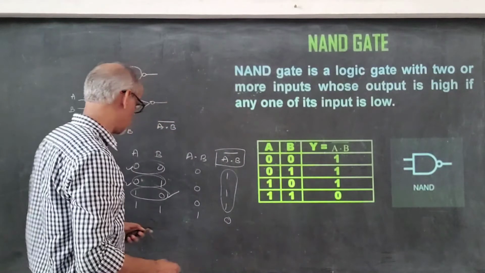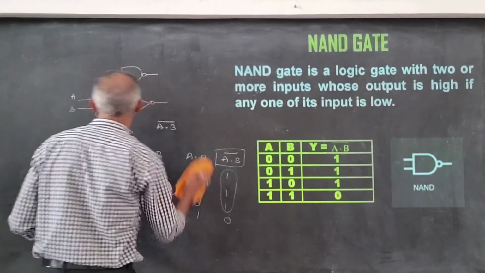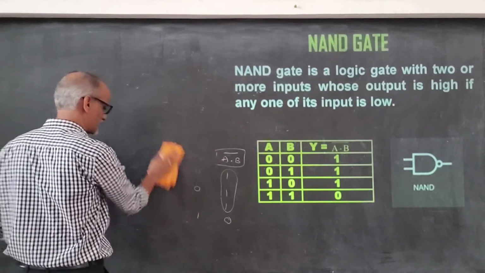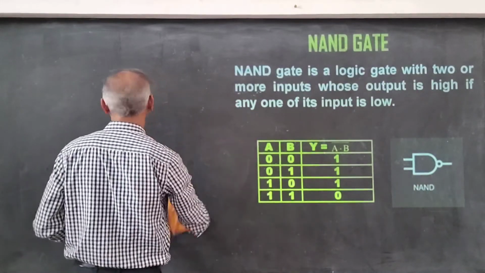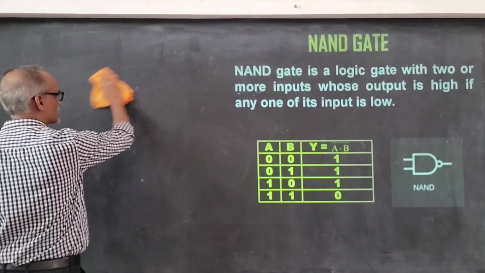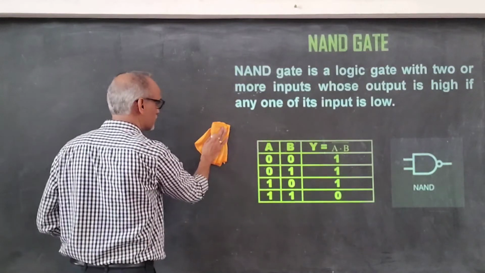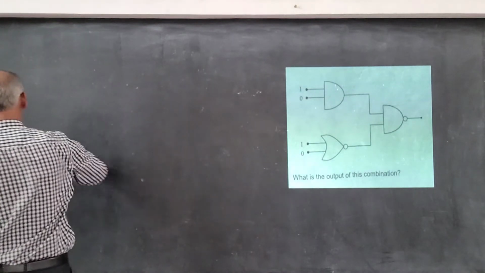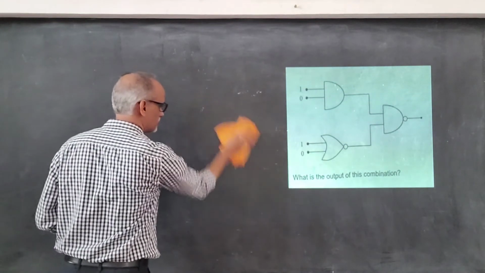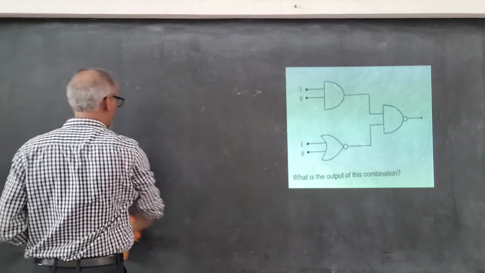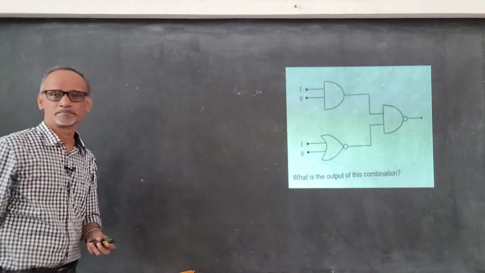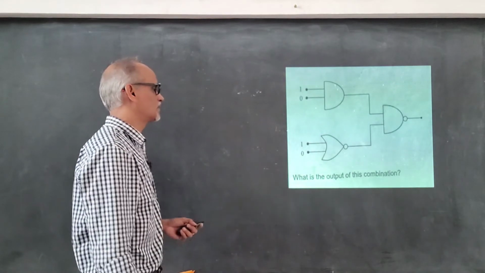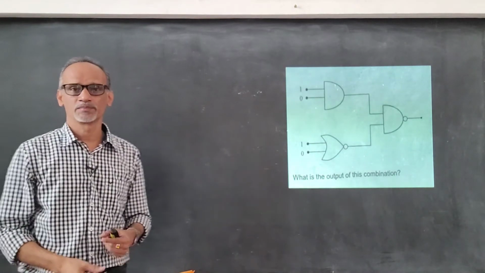So hope you have understood all the 5 gates, and normally they ask questions based on these gates, either the symbol or the definition or the truth table, or sometimes they ask simple easy problems something like this. So this was a question from the board exam. It's a 1 mark question asked in the exam. We need to find the output of this combination.